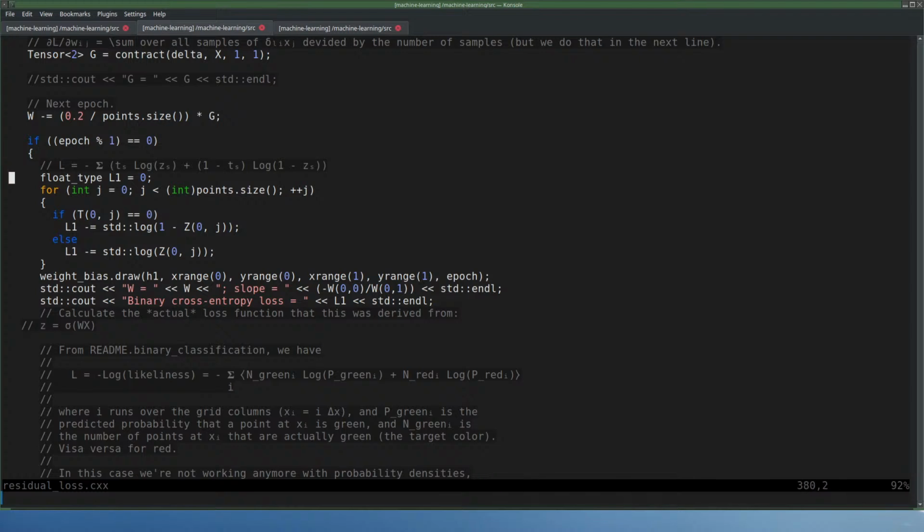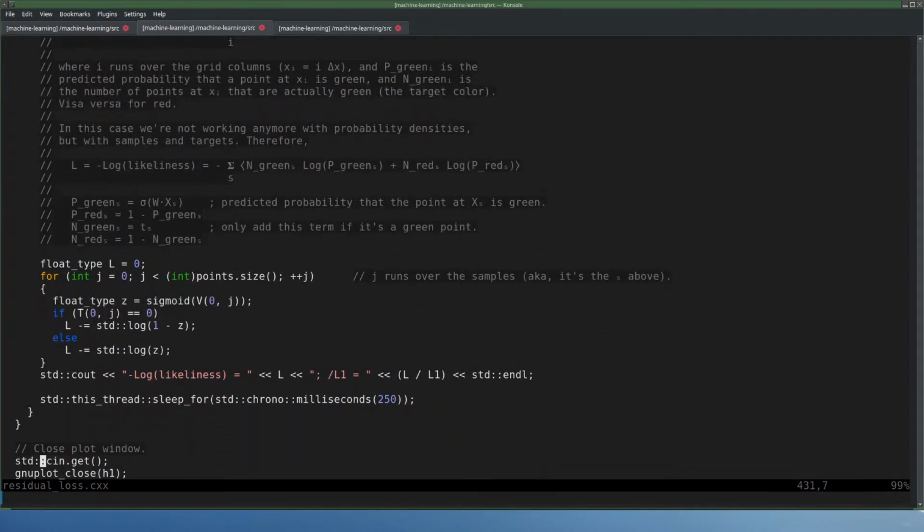L1 is a float type. I run over all points. We check T, and I'm using Z and standard lock. And here, L is also a float type. We also run over all points. We also use T, and we also use standard lock.